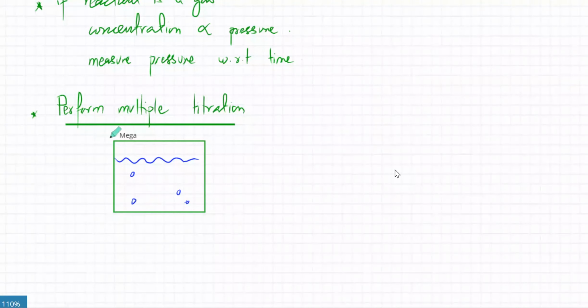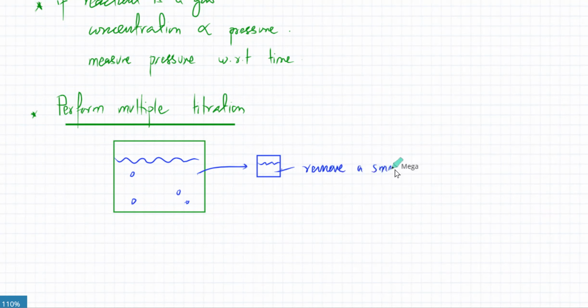So how do you measure that it decreases by half? You're going to take a small sample. Remove a small sample and titrate it separately. Now, when you remove the sample, the reaction would still be going on, so the concentration of X would still be decreasing. So remove a small sample and put it in ice cold water, so the reaction stops.